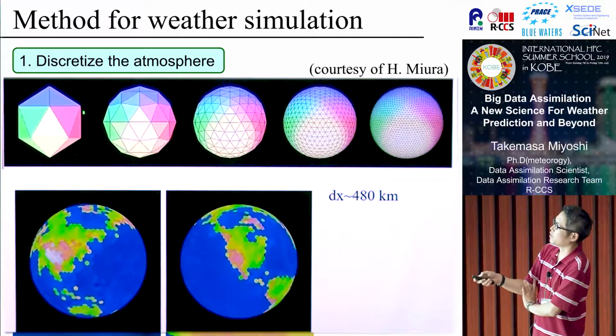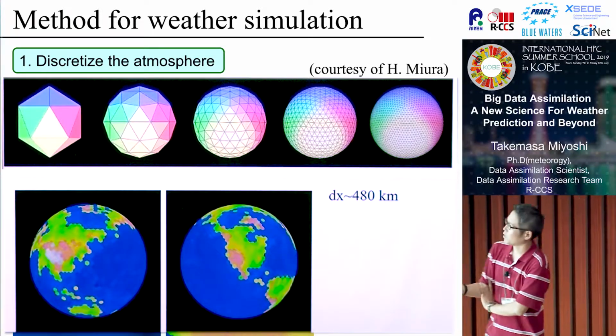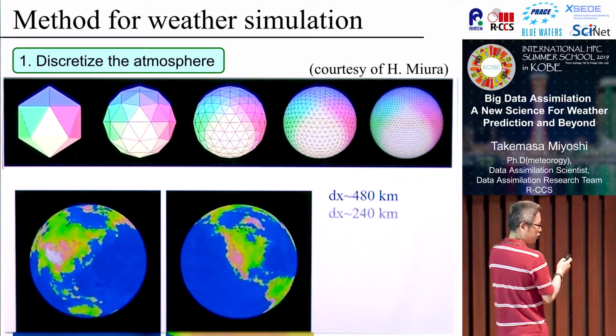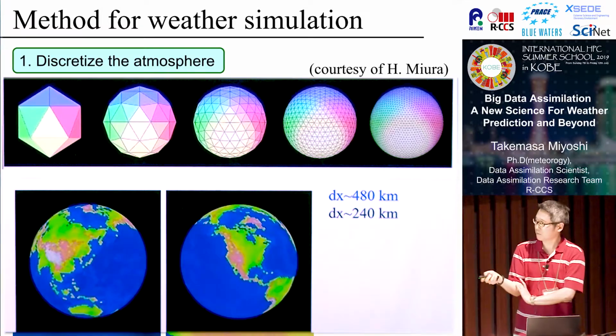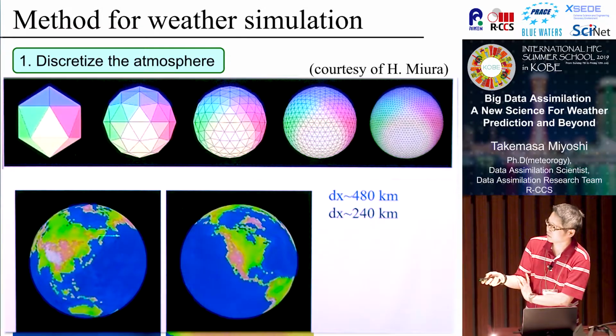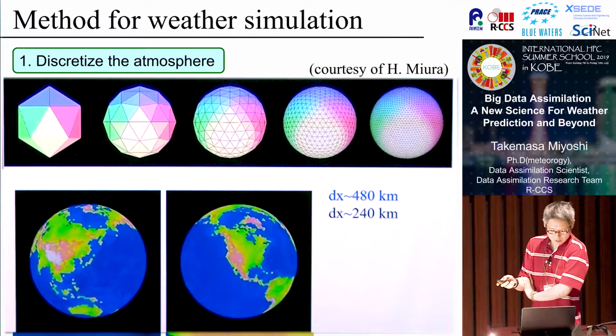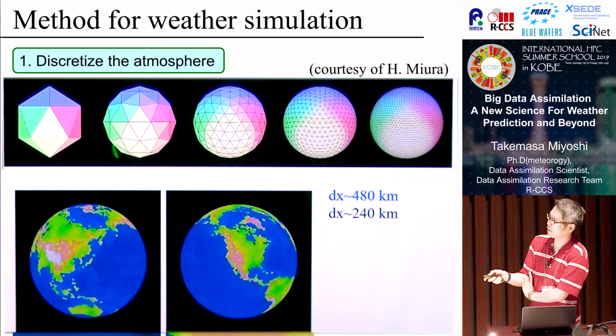So there are 20 faces here. And then we divide each triangle into 4. Just divide. And then it's a second generation of this. And then it's the third and fourth and fifth and more. Then we can make even higher resolution. So this is an example of the Earth topography with different resolution discretization.